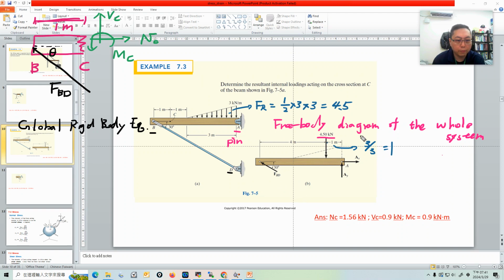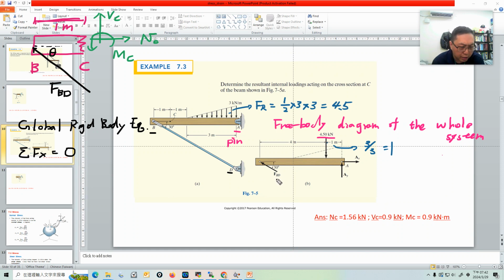Okay, with this information, after the simplification of distributed loading, we can do the global rigid body equilibrium. It looks like a 2D problem, so it's very easy. Summation Fx equal to 0. What will you get? Do we have any force in the x component?